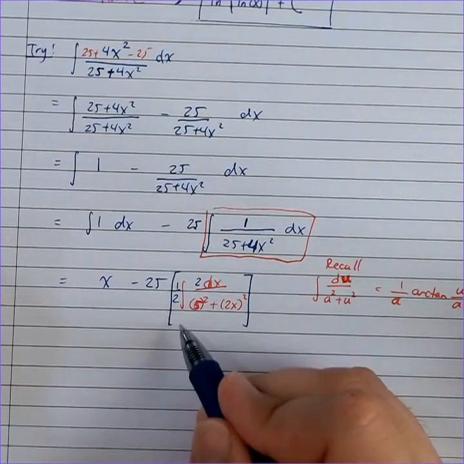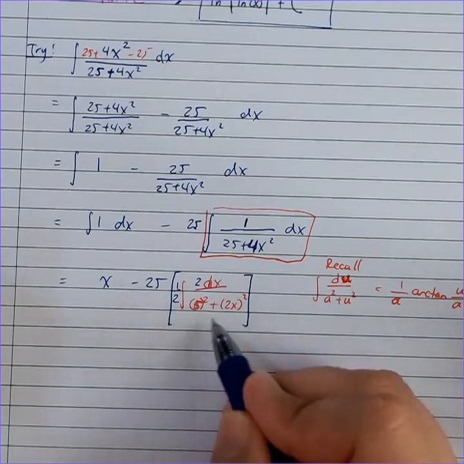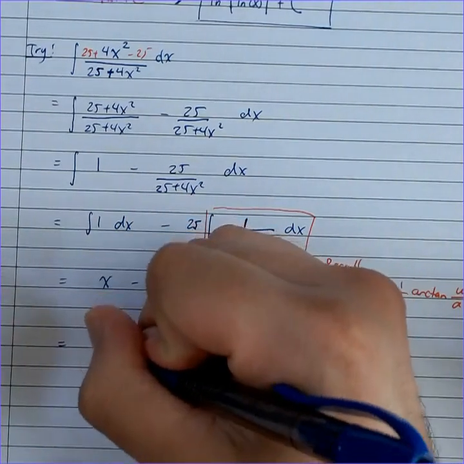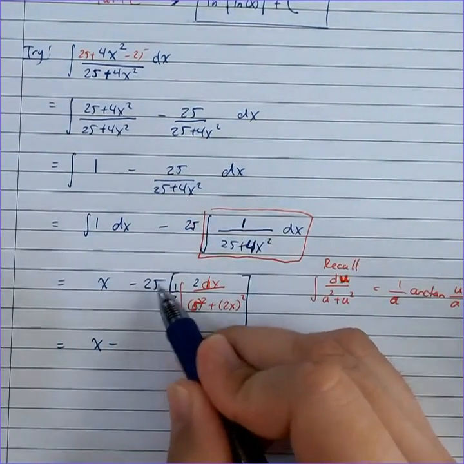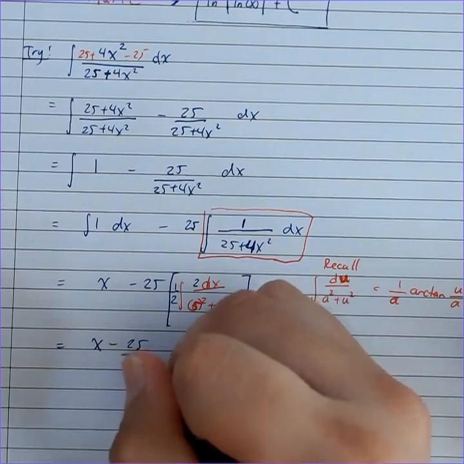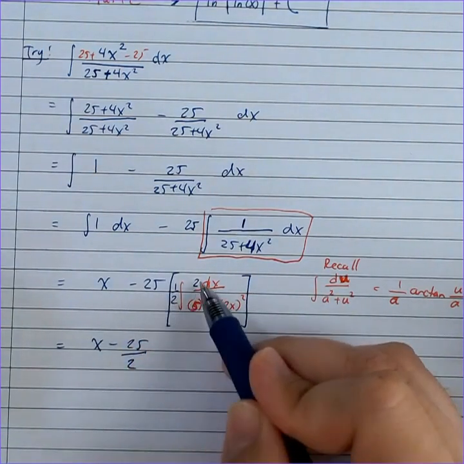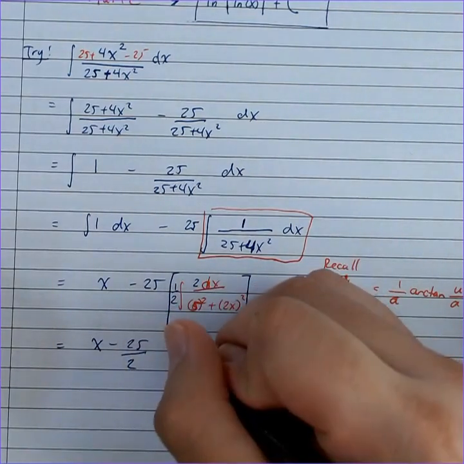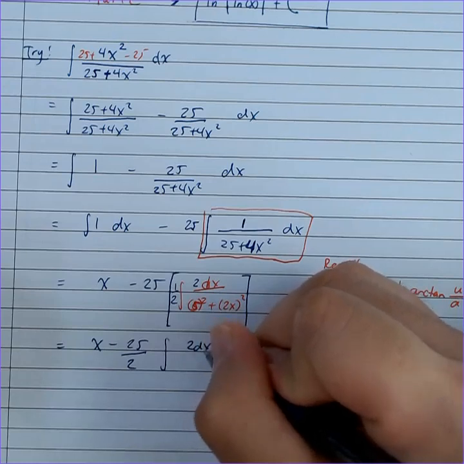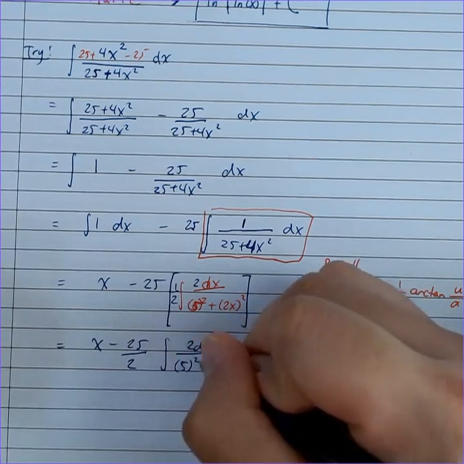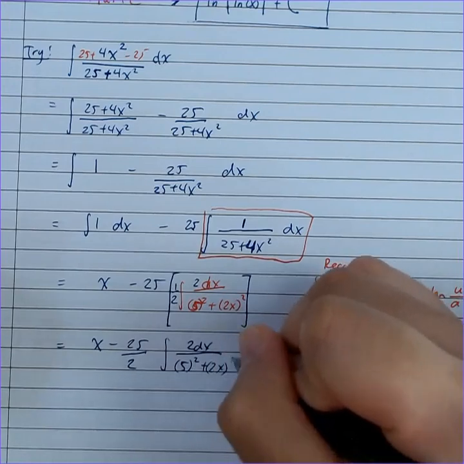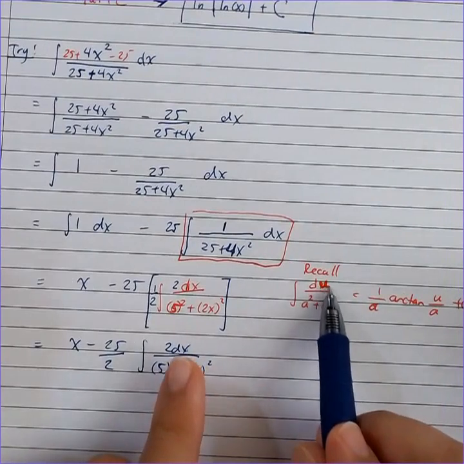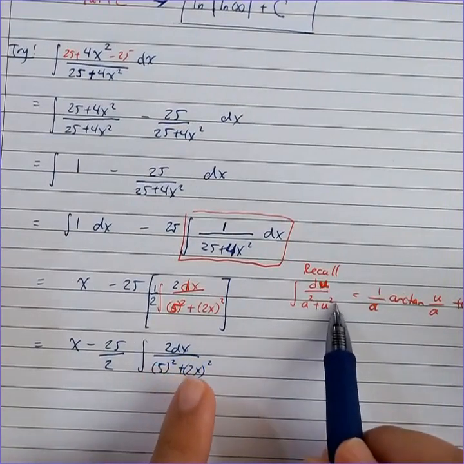These 2's would cancel out if I let them, but if I don't let them cancel out, this comes together to give me exactly this. So I can write this as x minus, here that's a constant, let me just factor that out, 25 over 2. I could factor out that 2, but I don't want to. I want to leave that in there so that it looks exactly like this. This is the integral of 2 dx over 5 squared plus (2x) squared. And now that's exactly this form. That's du over a squared plus u squared.